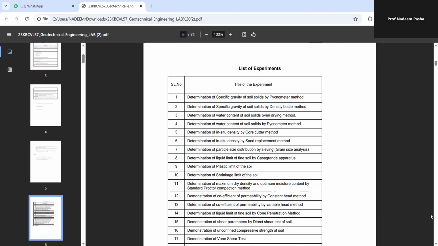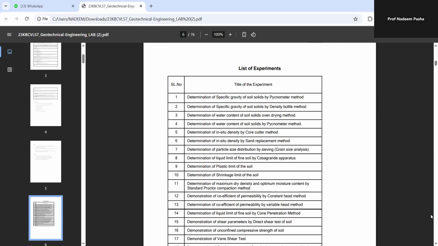Seventh is determination of particle size distribution by sieving. Eighth is determination of liquid limit of soil by Casagrande apparatus. Ninth, determination of plastic limit of soil. 10th, determination of shrinkage limit of soil. 11th, determination of maximum dry density and optimum moisture content by standard Proctor compaction method. 12th is demonstration of coefficient of permeability by constant head method. 13th is determination of coefficient of permeability by variable head method.